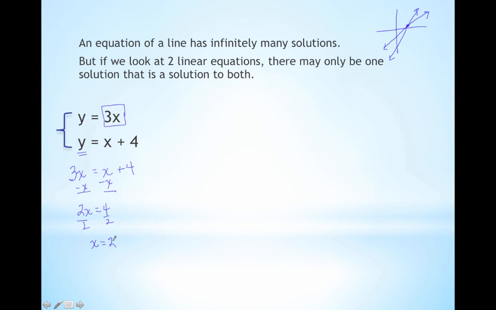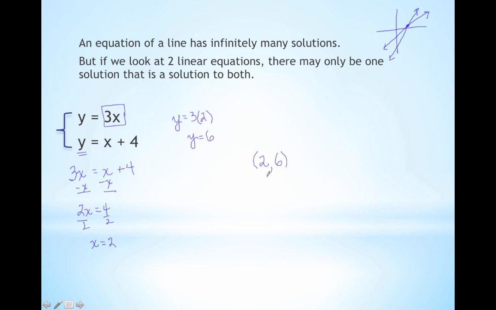Well, if I know that x equals 2, now I can substitute that back into my original equation. y equals 3 times 2, so my y equals 6. So the solution to this system of equations, these two equations, is an x value of 2 and a y value of 6, which I will write as an ordered pair.